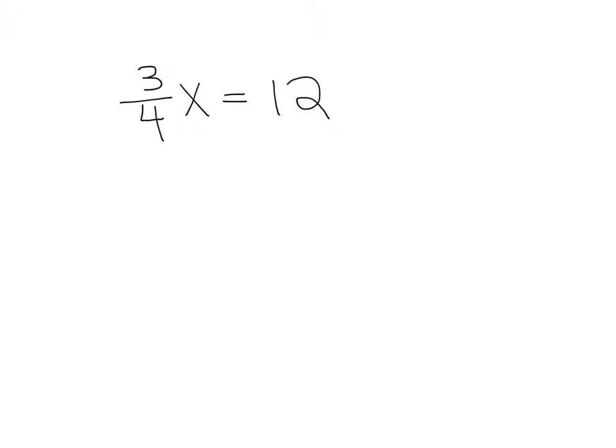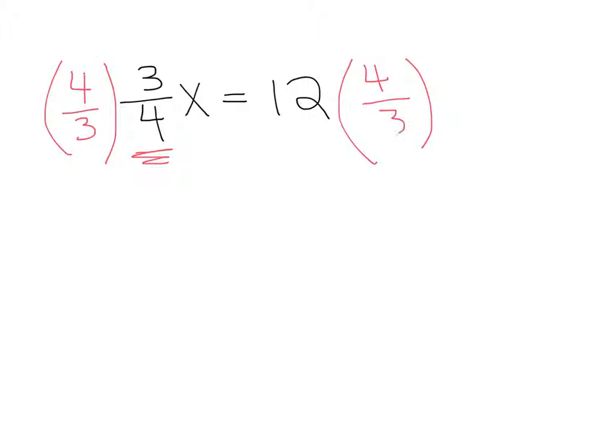Here's the tricky one. 3/4 x equals 12. Again, my whole point is to get the coefficient of x to be 1. So what can I multiply by, right? And whatever you do to one side, you do to the other side. What can I multiply the coefficient by to get 1? Well, whenever you multiply a number by a reciprocal, you get 1. So I'm going to multiply both sides by 4/3.